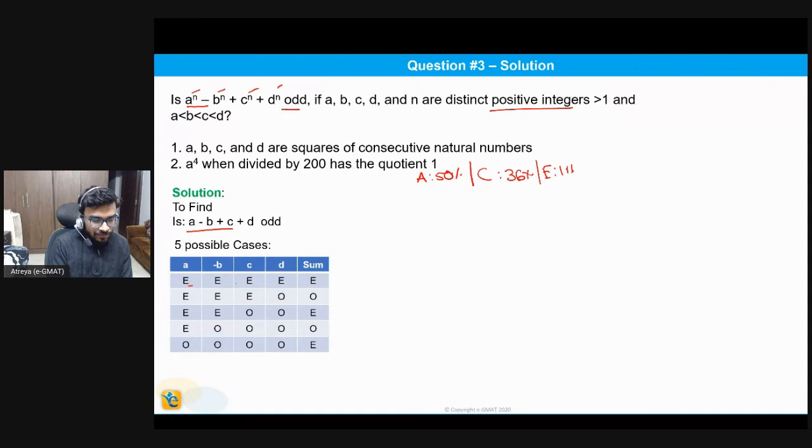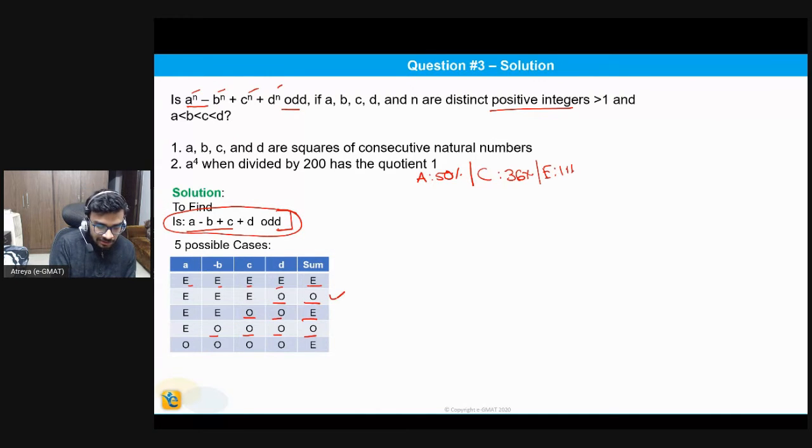So a can be even, b can be even, c and d both can be even. So all the numbers can be even. If all the numbers are even, the value of this would be an even number, right? When one of them is odd, the sum would be odd. When two of them are odd, the sum would be an even number. When three of them are odd, the sum would be an odd number. And when all four of them are odd, I would get an even sum. Now I need to check whether this expression is odd or not, right?